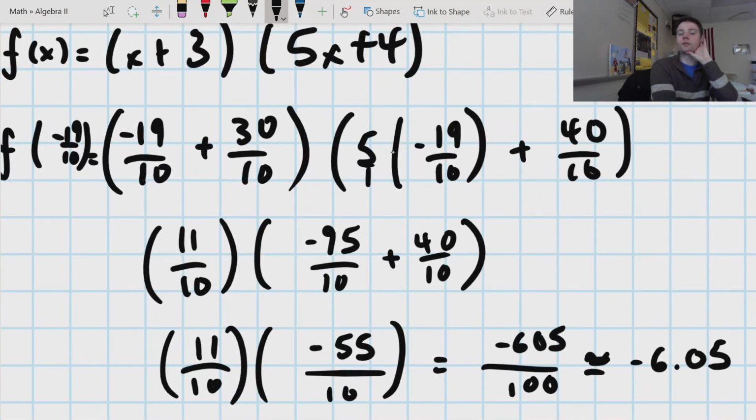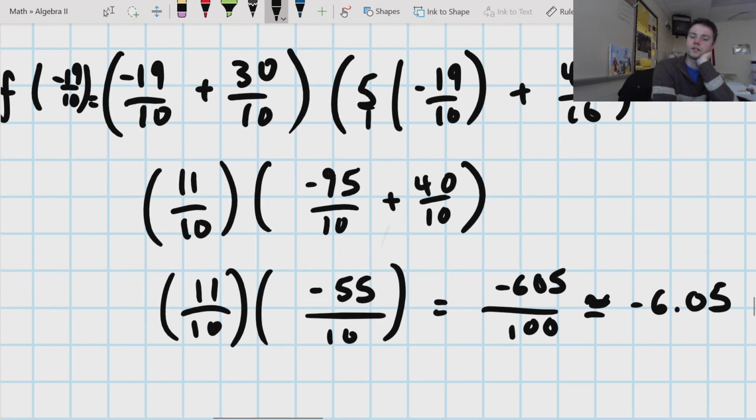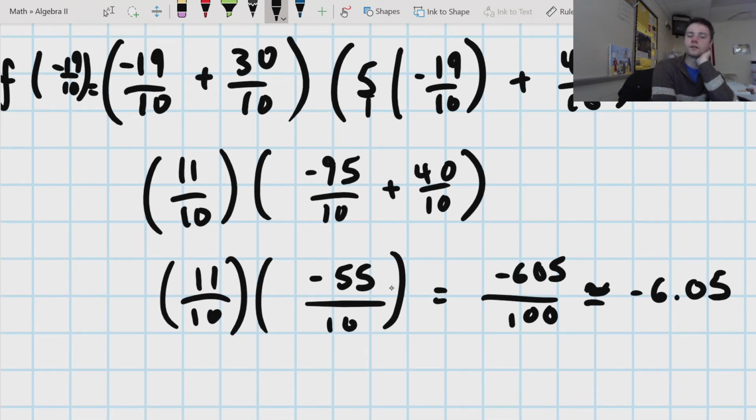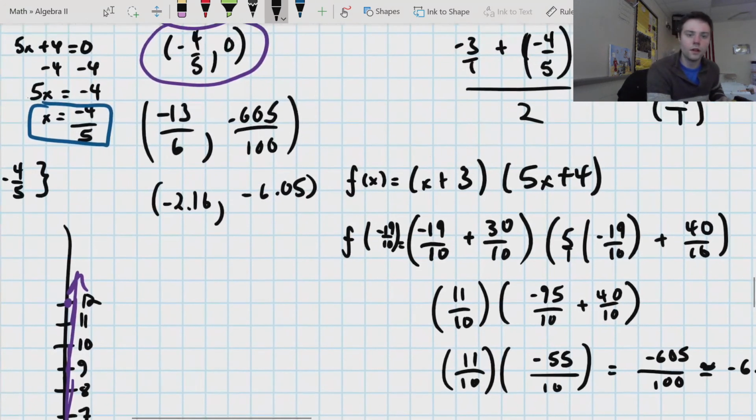So whenever you multiply fractions, don't forget that you multiply across. So 5 times negative 19 is negative 95. 1 times 10 is 10. I've got negative 19 plus 30 is 11 over 10, and then negative 95 plus 40 is negative 55 over 10. So that gives you negative 605 over 100, which is negative 6.05.